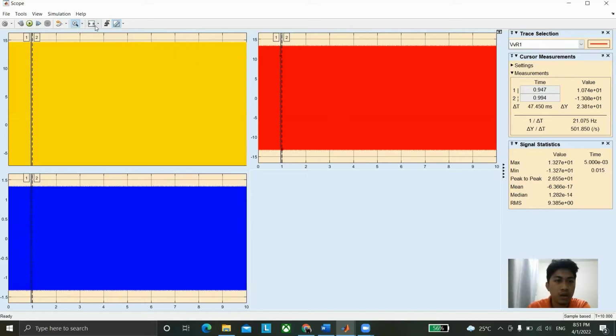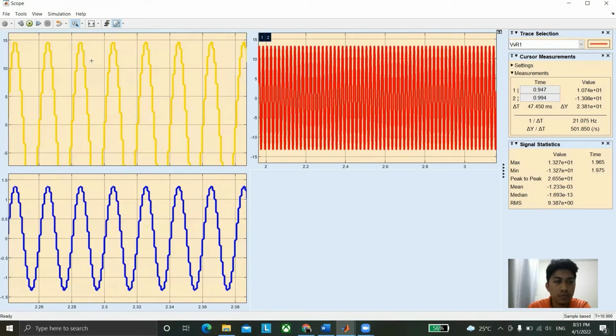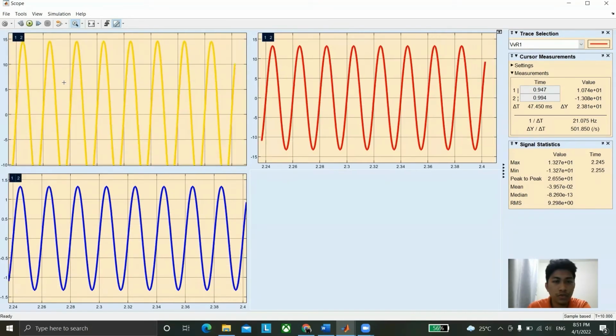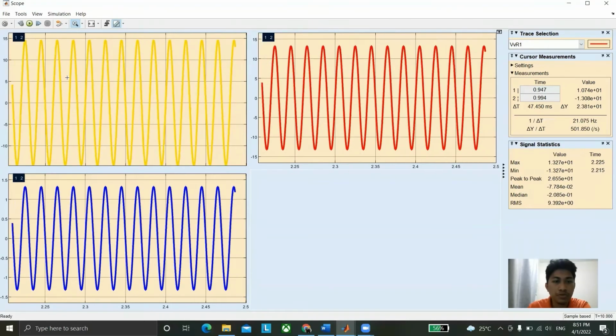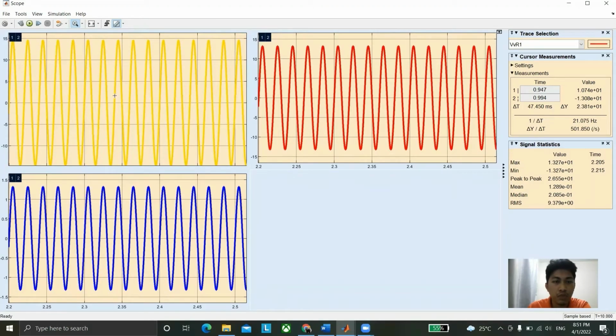And now I will try to zoom in the graph first. So here is how the graph looks when we zoom in. So you can see that our maximum is, for example for the voltage of the variable resistor 1, 13.27. This is the maximum amplitude and the minimum amplitude here. So from the graph, we can figure out the value of the maximums, minimums, median, mean, and RMS.